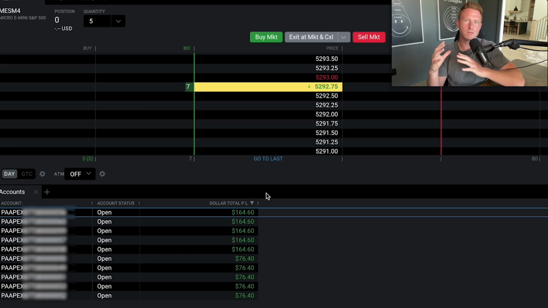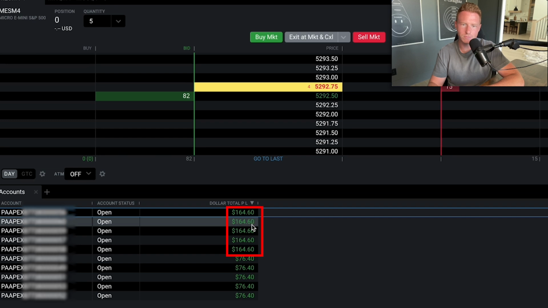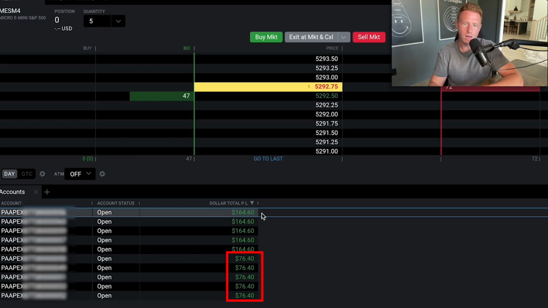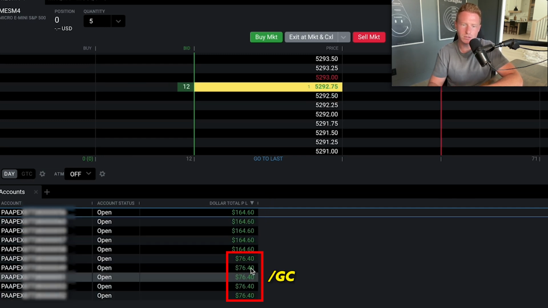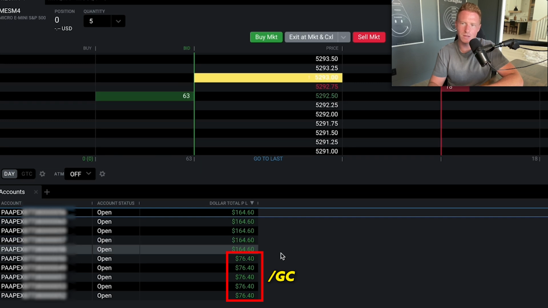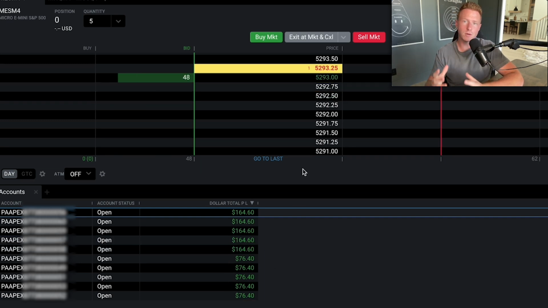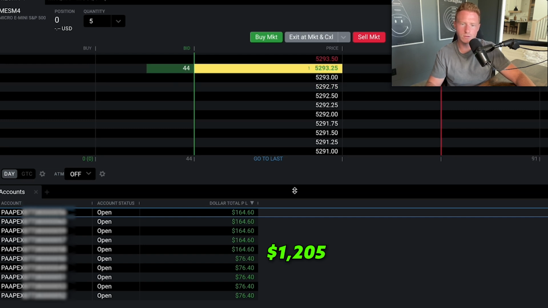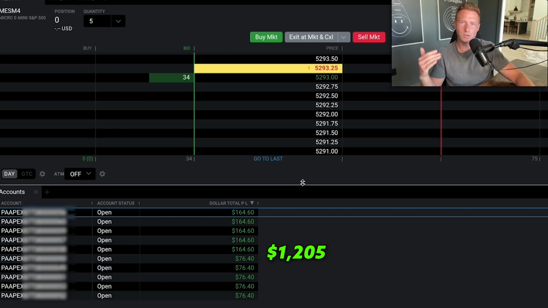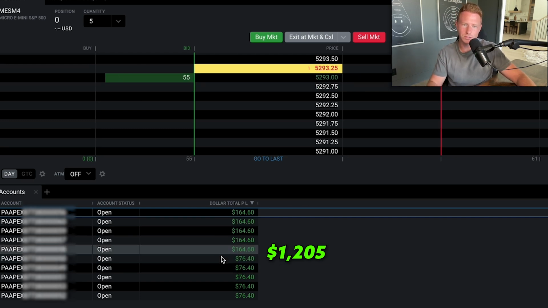So as you can see, these are my results today with my 10 PA accounts on Apex. I made $164 in 5 different accounts from one of my trades. My other trade, so I took 2 trades total, I made $76 in 5 accounts on gold. This is a little bit riskier trade. It technically didn't follow my setup and it was a very small scalp. Those are my results for the day. Just over $1,200 in total profit if you add all this up. So let's go ahead and recap the exact trades I took to get these results.